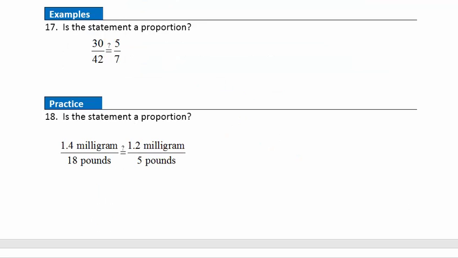So let's take a look at example 17 to understand this idea of cross products. So in 17, is this a proportion? Well, we could look here and we could use some estimation to figure this out, but sometimes we won't be able to do that. So let's look at these cross products.